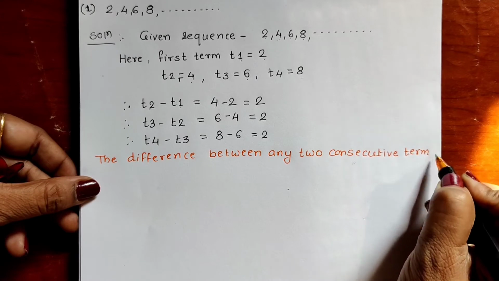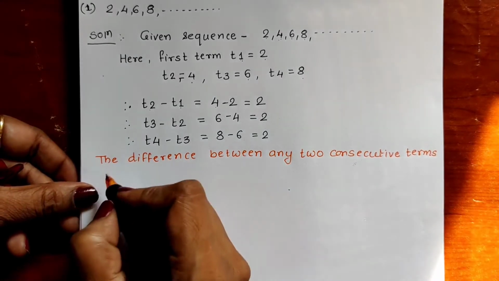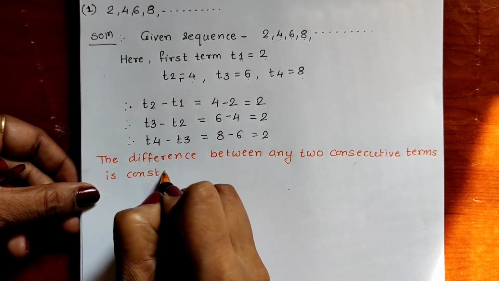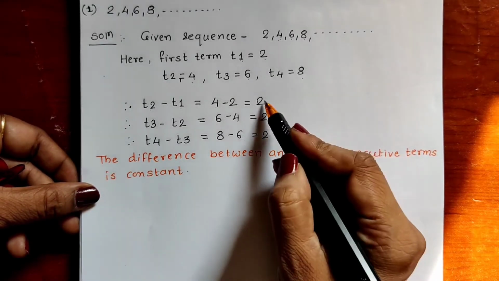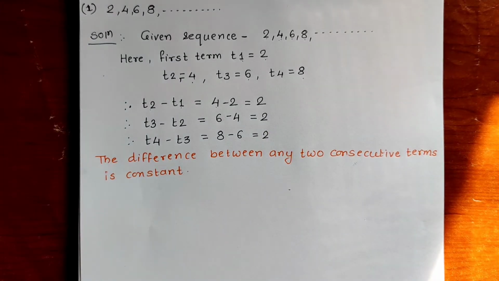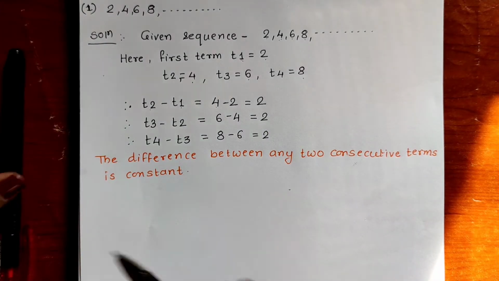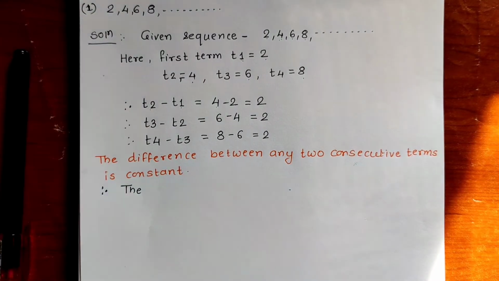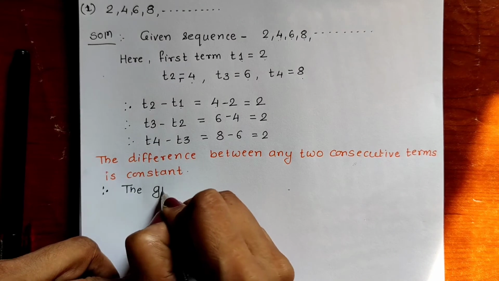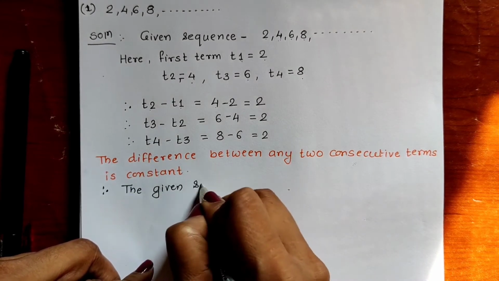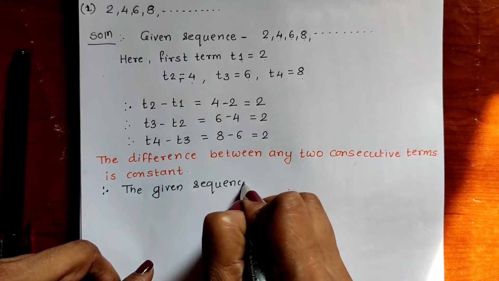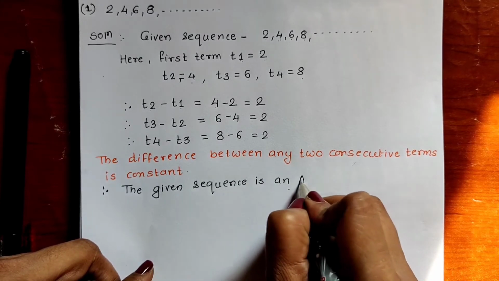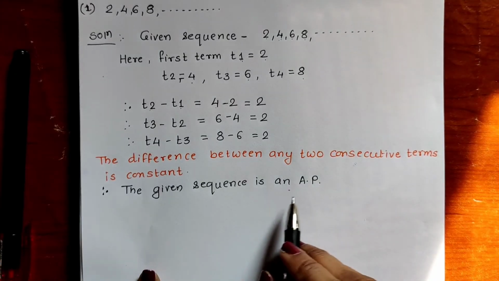So difference between any two consecutive terms is constant. Constant means they are same. And as they are constant, we can see the answer is 2, 2, 2 every time. Therefore, the given sequence is an AP. So I hope you all have understood the meaning of AP.